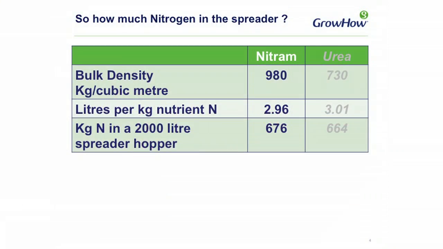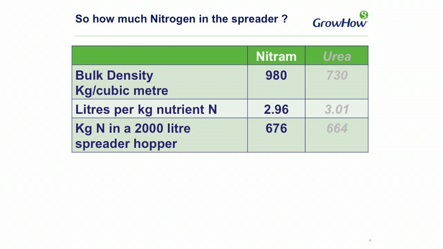Okay, so we're seeing here the effect of bulk density, aren't we, and the fact that a cubic metre of ammonium nitrate weighs 980 kilograms, or just under a tonne, while a cubic metre of urea weighs a lot less, in our case 730 kilograms, or under 3/4 of a tonne. So you'd see from the experiment we saw earlier that you wouldn't be able to get any more nitrogen in a spreader with urea than ammonium nitrate, but let's just follow through the calculation.